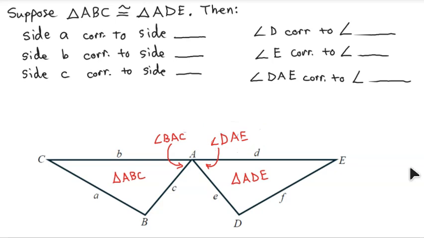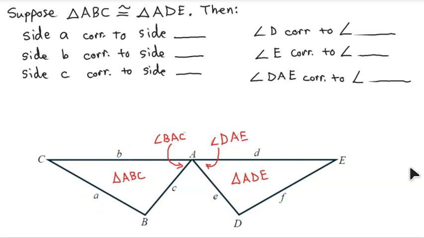All right, so here's triangle ABC and here's triangle ADE, okay? And they are congruent to each other. So it looks to me like this says side A. Well, what is A here? Here's side A. A looks shorter than B, but it looks longer than C. So I think C is the shortest side, B is the longest side, and A is the middle side.